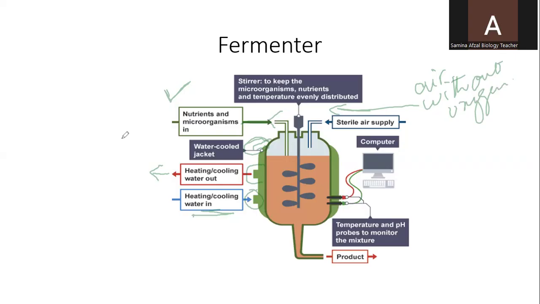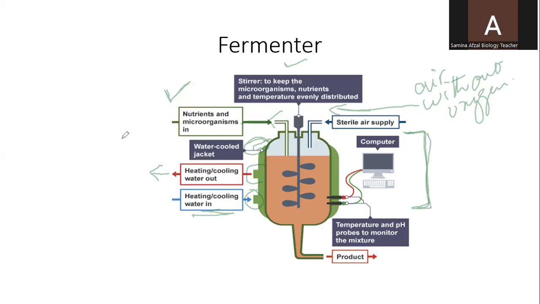And then the stirrer, to keep the microorganisms, nutrients, and temperature evenly distributed. It is used to mix all the nutrients used at this time for the process of fermentation. Now, the whole process can be monitored with the help of a computer, and with the computer we can monitor what is taking place inside the fermenter.